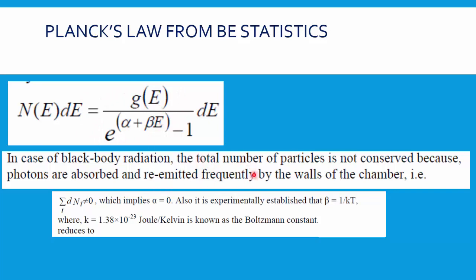But our problem is to derive Planck's law. Now Planck's law deals with a black body, and in a black body it is not conserved. So the number of particles is not constant. That is why I am writing dN, the change in number of particles, not equal to 0. Because of this reason, alpha, the constant, is set to 0. Here beta is equal to 1 by kT and k is the Boltzmann constant. So in the next step you will find that this Bose-Einstein distribution function gets modified for the black body problem, where I will take alpha to be 0.